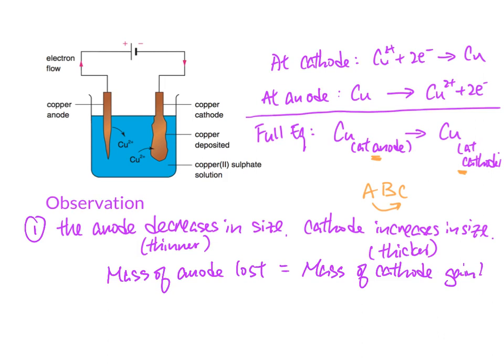The other observation will be related to the color. You know that copper(II) ion is blue in color. So this time, how will the color change? You'll find that every time at the anode one copper loses electrons to form one Cu2+ ion, one Cu2+ ion will then jump onto the cathode. So one out, one in, one out, one in. Every time, the number of Cu2+ ions stays the same. So how are we going to say this? We can say it like this.